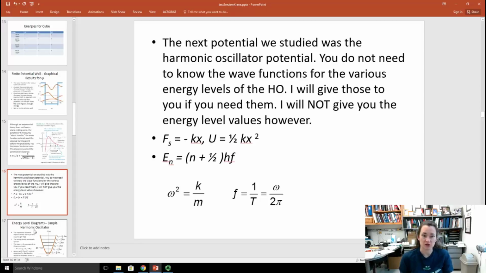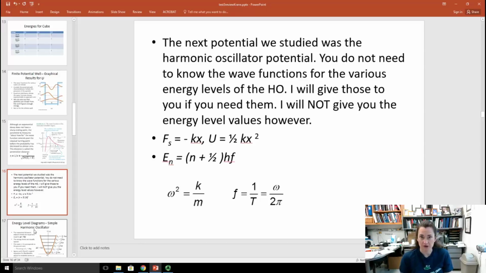for a mass on a spring, F is equal to minus kx, where k is the spring constant and x is the displacement of the particle from its equilibrium position. The potential energy for a mass on a spring is 1/2 kx squared. When you solve the Schrodinger equation for this potential, it gives you energy levels that look like n plus 1/2 times hf, where f is the frequency of oscillation. You could also write it as n plus 1/2 times h bar omega.